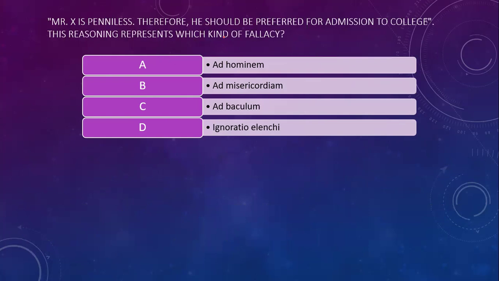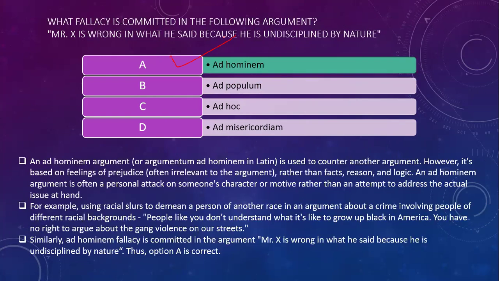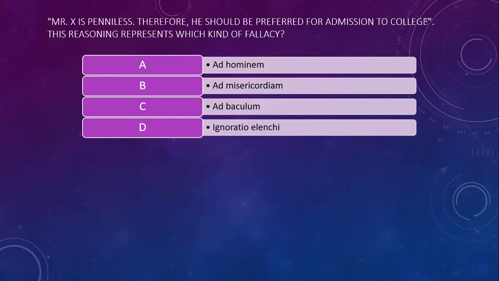Another one. Mr. X is penniless. Therefore, he should be referred for admission to the college. He doesn't have money, so he should be referred for admission to college.